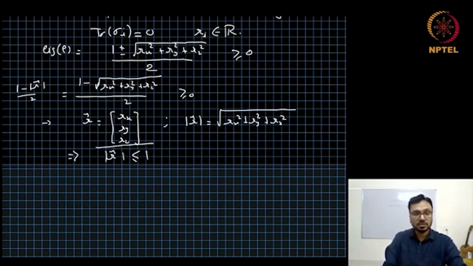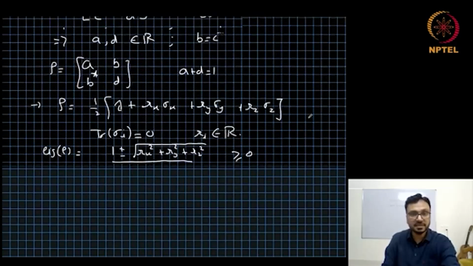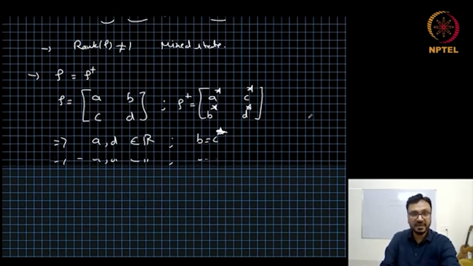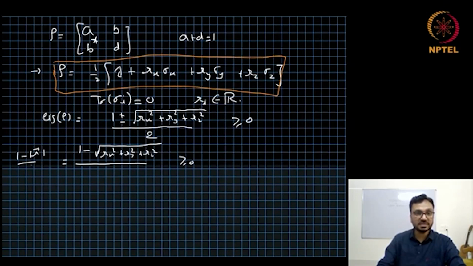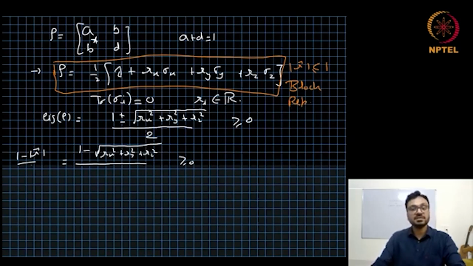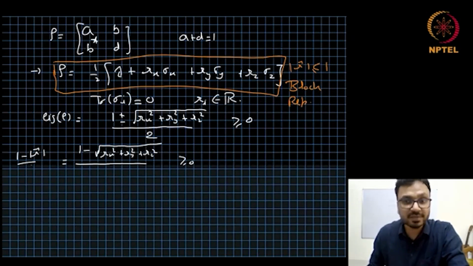So the positivity condition on rho says that the R vector we have here in this decomposition should have a magnitude smaller than 1. So this decomposition, with the additional condition that the R vector mod is less than or equal to 1, is called the Bloch representation, or Bloch decomposition, of a qubit state.